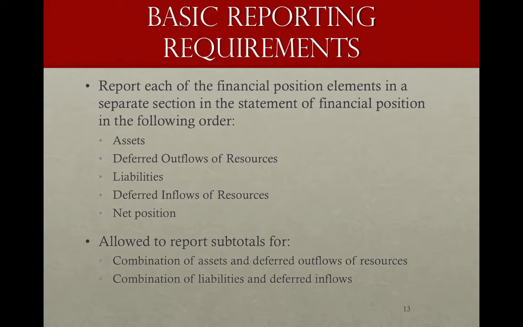Governments are allowed to present subtotals for assets and deferred outflows or liabilities and deferred inflows as long as they have presented them in their own sections and totaled each of those sections, so it's clear that they're separate things. They might just want to put those subtotals in to help the reader more clearly understand how net position is arrived at. And in the case of the balance sheet arrangement, where assets and deferred outflows are on the opposite side of the equal sign, you end up having a total of assets and deferred outflows anyway, just because of the way the statement is set up.